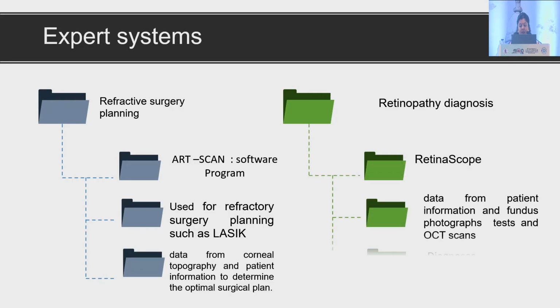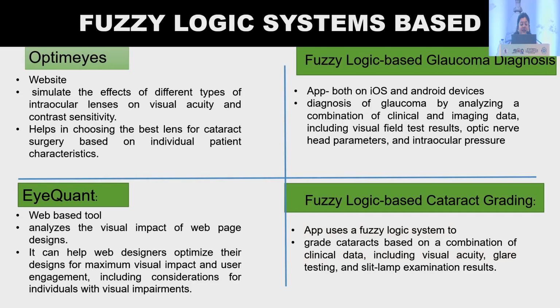In retinopathy diagnosis, we have Retina Scope. It uses data from patient information, fundus photographs, and OCT scans. It helps in diagnosis of retinopathy. Then we have fuzzy logic based systems. We have OptiEyes, iQuant, fuzzy logic based cataract grading, and fuzzy logic based glaucoma devices. Coming to Optimize, it is a website which simulates the effect of different types of intraocular lenses on visual acuity and contrast sensitivity. It helps in choosing the best lens for cataract surgery based on individual patient characteristics.